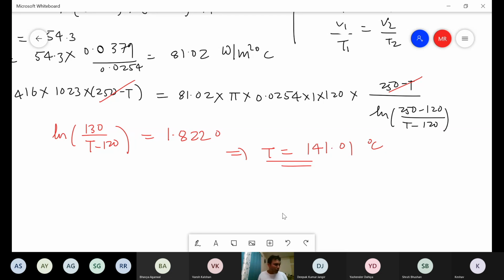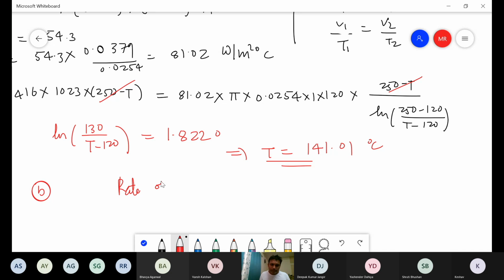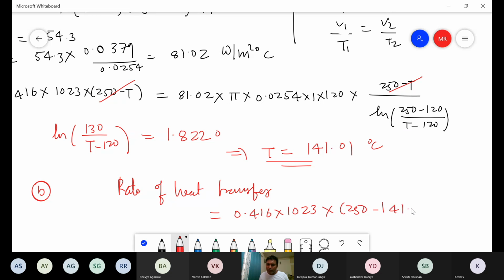Yes, sir. So now this is part A. Now let's look at part B. In part B, we just have to calculate the rate of heat transfer. The rate of heat transfer is obtained as m Cp dT, so we can directly do 0.416 into 1023 into 250 minus this outlet temperature 141.01. Or we can take the average value, it's perfectly all right even if we take this, it doesn't matter.